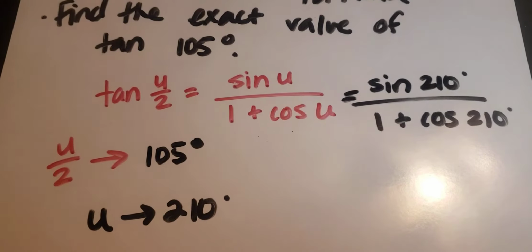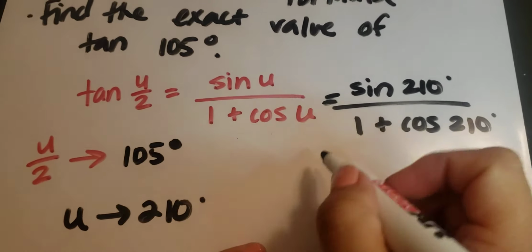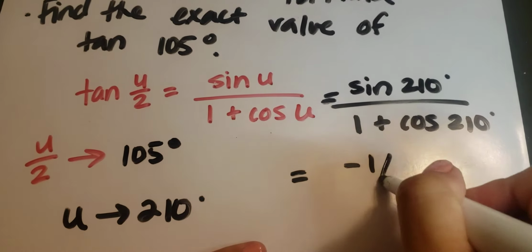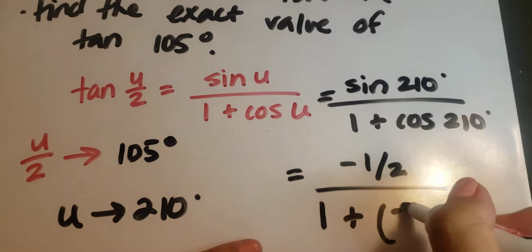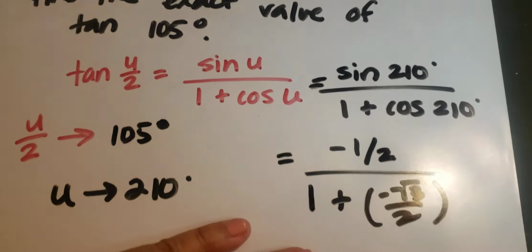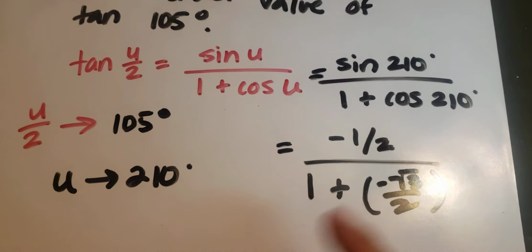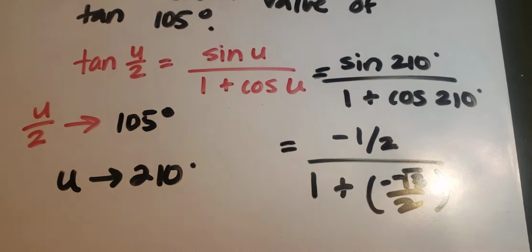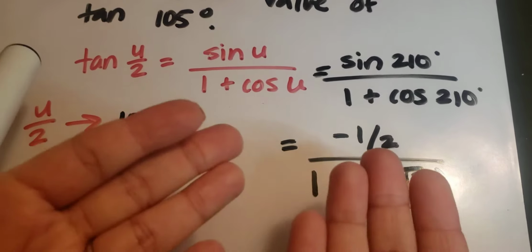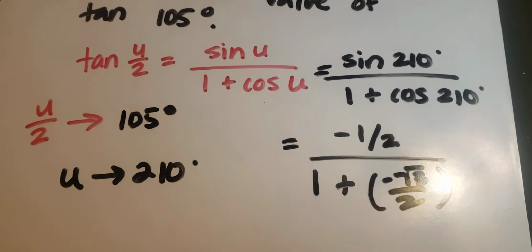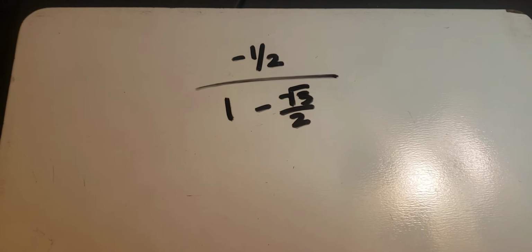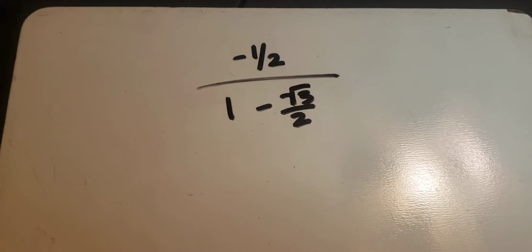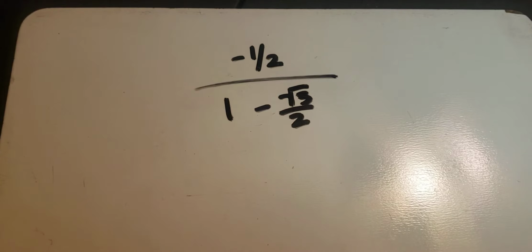Let's plug it in. We're going to have negative 1/2 on top and then 1 plus negative radical 3 over 2 on the bottom. Now, this is just a fraction, so I can simply simplify this using fraction properties. Let me grab a different whiteboard because I don't think I'm going to have enough room. This is the fraction that we're going to be working with. If you want to have your calculator do all the work for you, that's fine, but I like to work it all out.